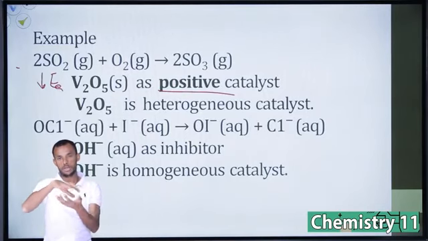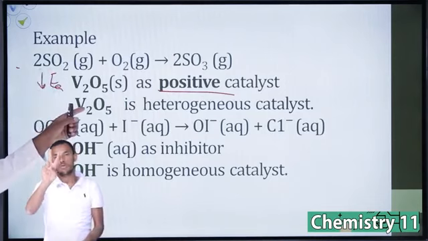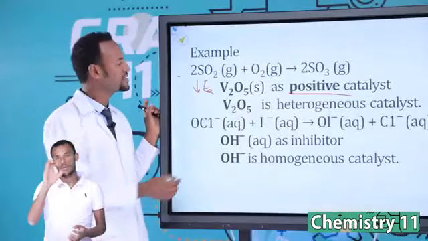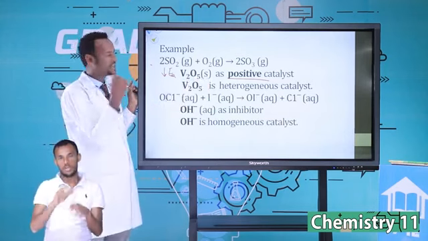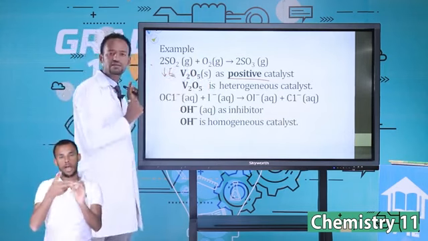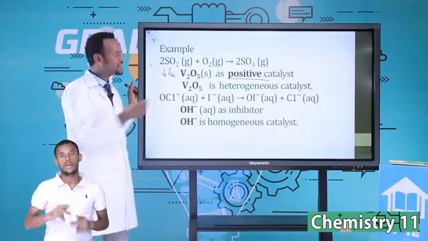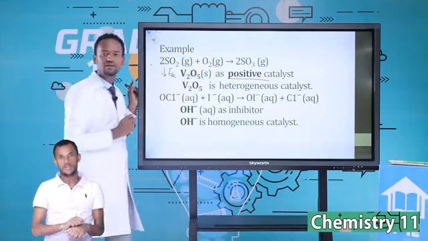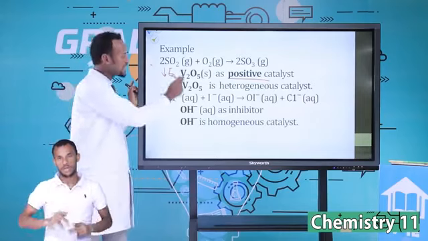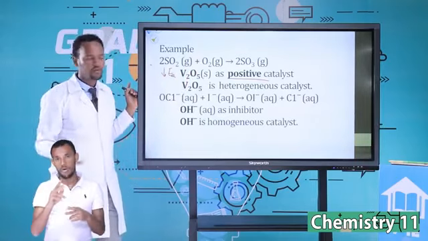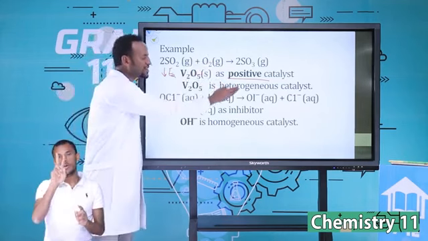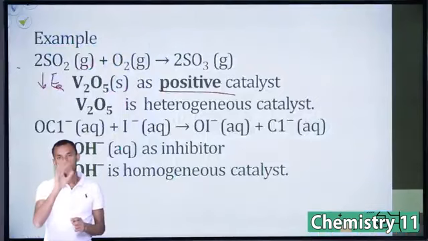V2O5 is a heterogeneous catalyst. V2O5 is a solid, and the state of the reactants is gas. What is the physical state of the reactant? Gas. What is the physical state of the catalyst? Solid. Is it the same physical state? No. Therefore, V2O5 is a heterogeneous catalyst.